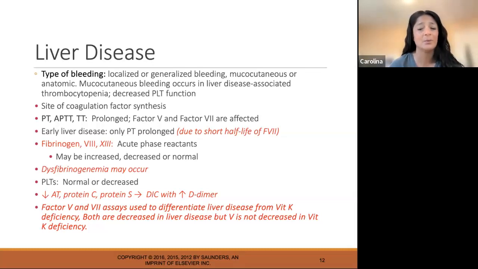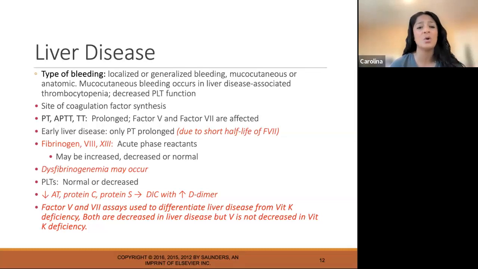So this is a big deal: when the liver is not functioning normally, it's not making coagulation factors. One of the first things you're going to see is issues with the routine coag tests, which are the PT, the APTT, and the thrombin clotting time. These are all going to be affected. Factor 5 and factor 7 are severely affected.